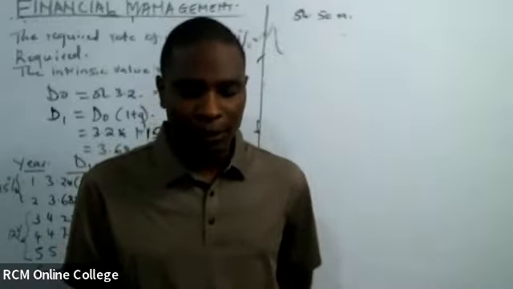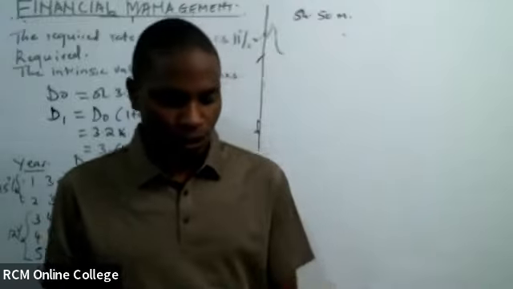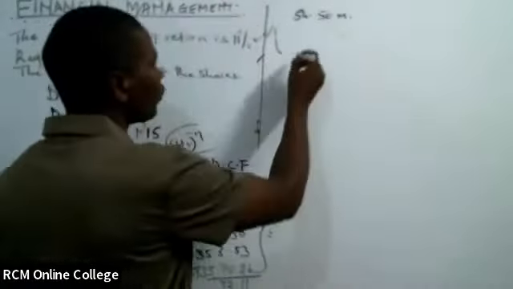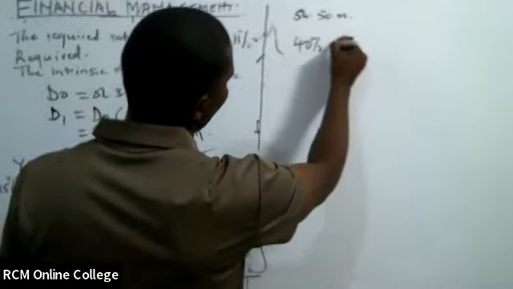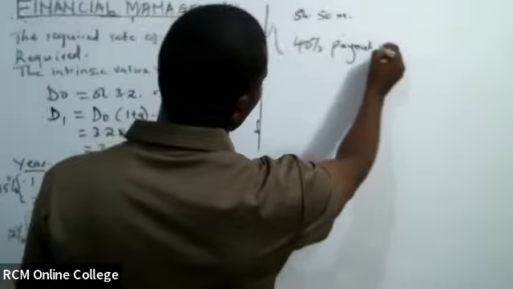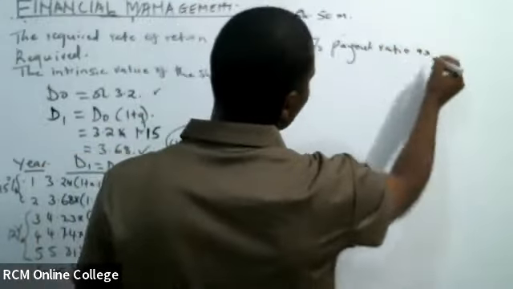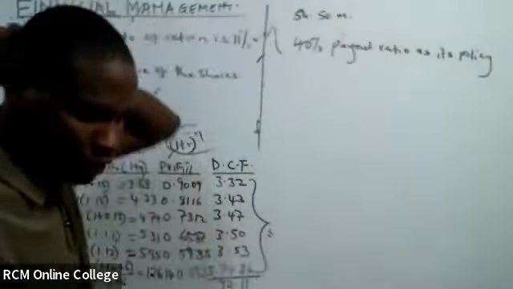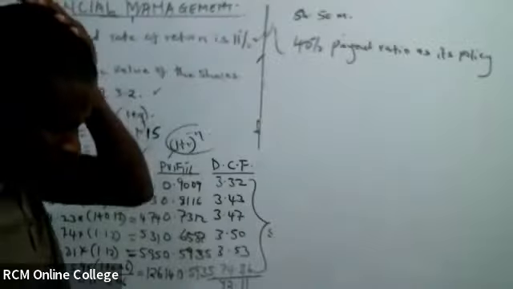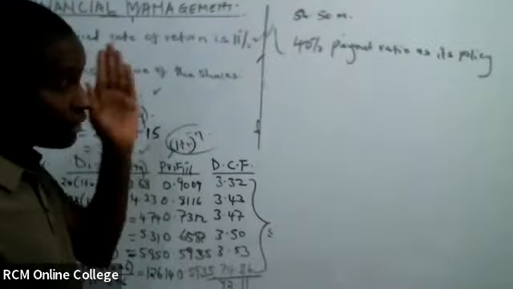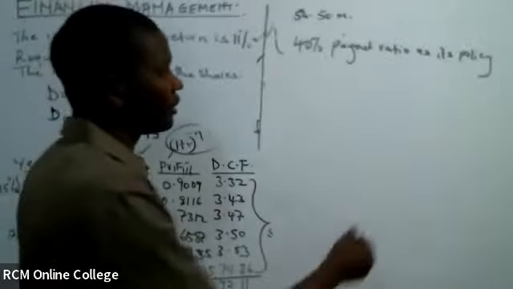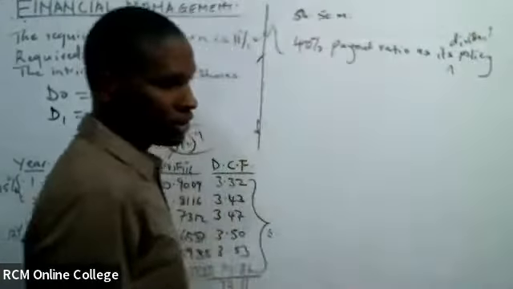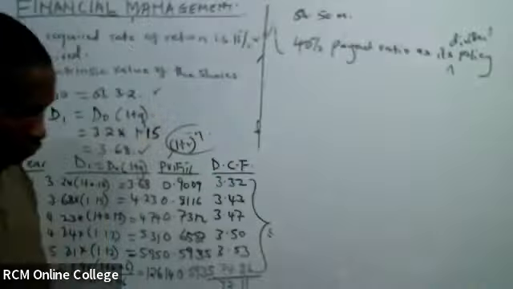Next, the firm adopts a 40% payout ratio as its dividend policy. Full stop.